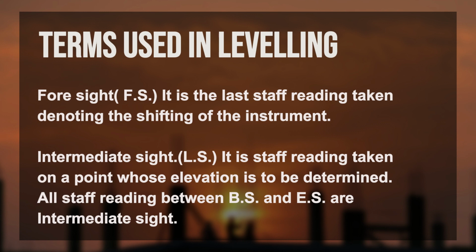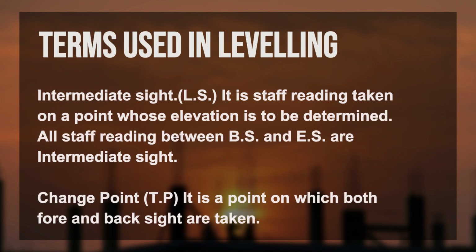Intermediate sight. Intermediate sight is the staff reading taken on a point whose elevation is to be determined. All the staff readings taken between the back sight and the foresight are the intermediate sights. As I explained, the first reading we are going to take is the backsight reading, and the last reading we are going to take is the foresight reading. Whatever in-between readings are taken will be written under the column of the intermediate sight. So, in terms of sequence, first the backsight, then the intermediate sights, and last the foresight.